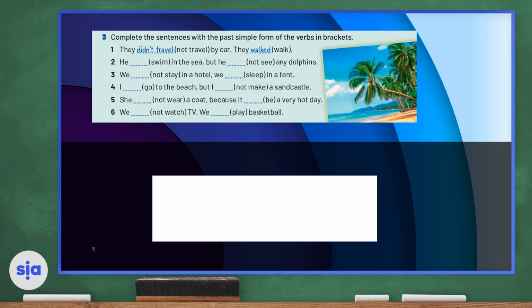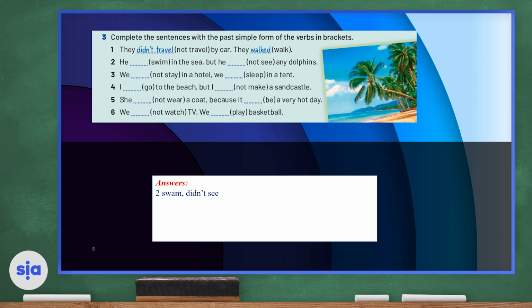Now we're going to complete the sentences with the past simple form of the verbs in brackets. This exercise is easy because you have the verbs in brackets next to the spaces. Number 1 is done for us. Let's read it together. They didn't travel by car. They walked. Number 2, he swim in the sea, but he not see any dolphins. So we can say, he swam in the sea, but didn't see any dolphins.